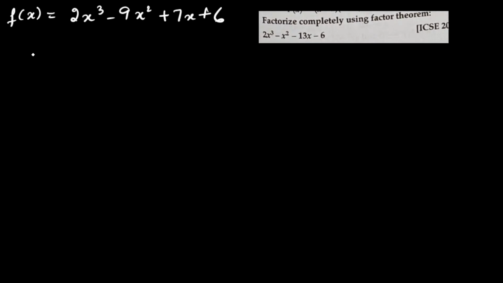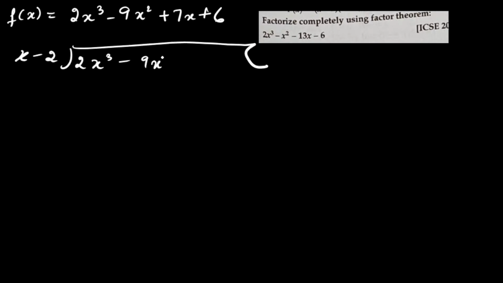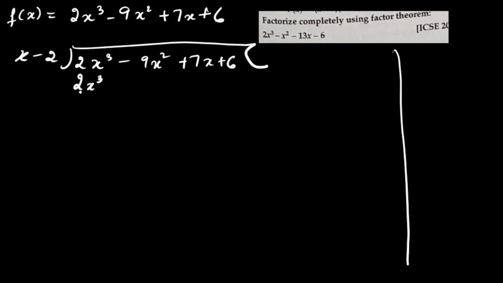So this polynomial will be divided by x minus 2 because x minus 2 is a factor. The polynomial is 2x cube minus 9x square plus 7x plus 6. So the same process for division. What we have to do, first of all, is take the first term. We'll divide the first term of this polynomial by x, so 2x cube divided by x.